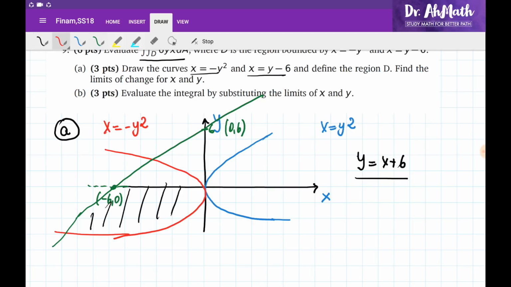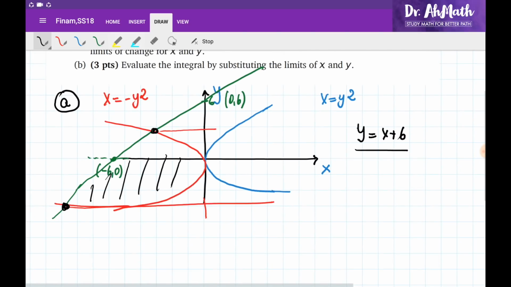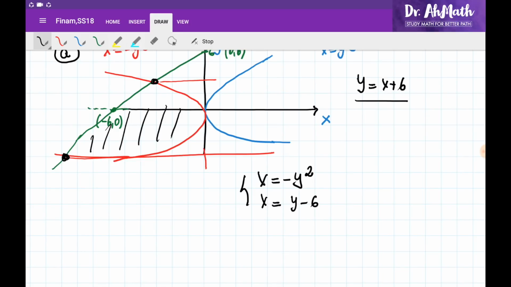So we can define this region by changing the y from here to here, and the x coordinates of the points would be changing from this line until this curve. In order to do this, first of all, we need to find the intersection points here and here. We can find the intersection points by solving the system: x is equal to minus y squared, and x is equal to y minus 6. If you equalize them, you will get minus y squared is equal to y minus 6.